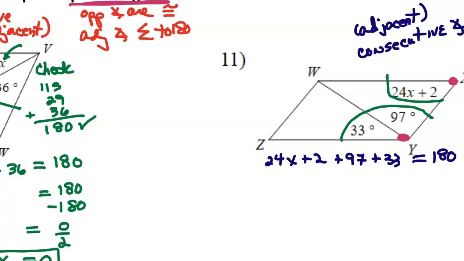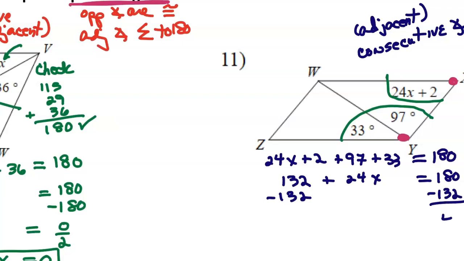Okay, add up your numbers. Your numbers are the ones that do not have an x attached. When I add up my numbers, I get 132, and I have 24x, and that's going to equal 180. I'm going to subtract 132 from both sides. And when I do that, I get 48, and that's going to equal 24x. Divide by 24, divide by 24. x equals 2.